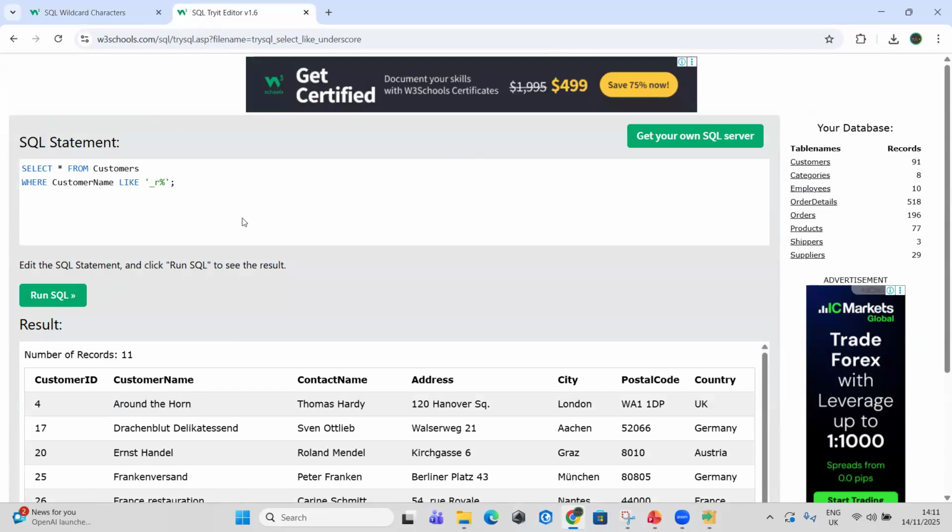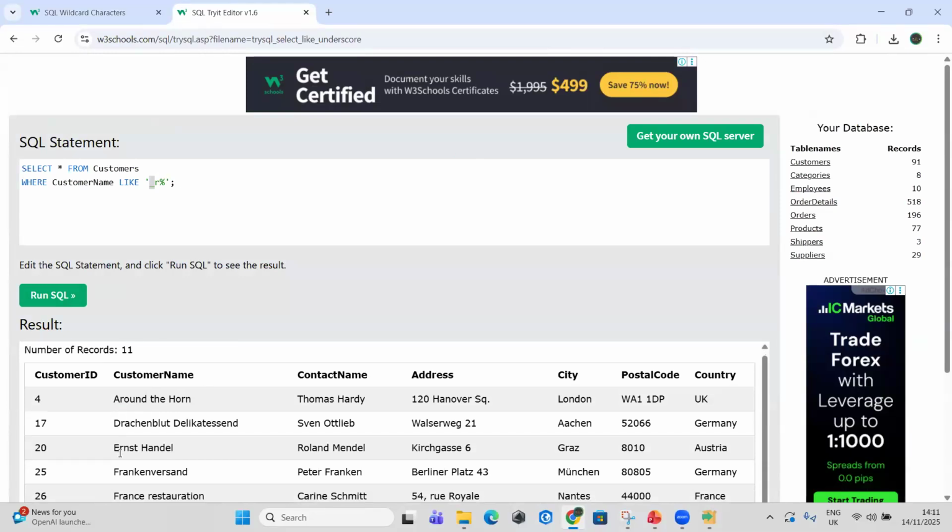But the thing is the placement of it. Before R there is a single underscore. So that means R should always be at the second place.